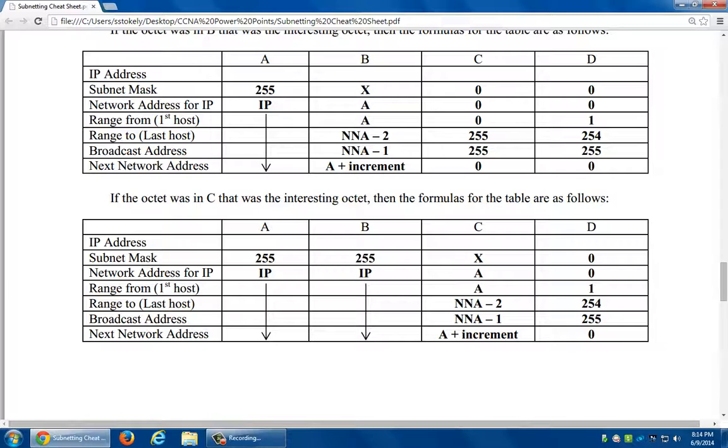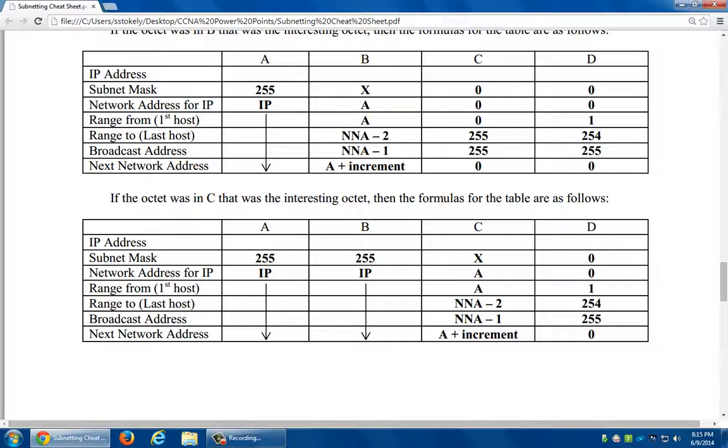You can't subnet the class A, or A octet, I should say. You can't subnet in there. It's impossible. It tells you what country to go to. Exactly. So that gives you that.